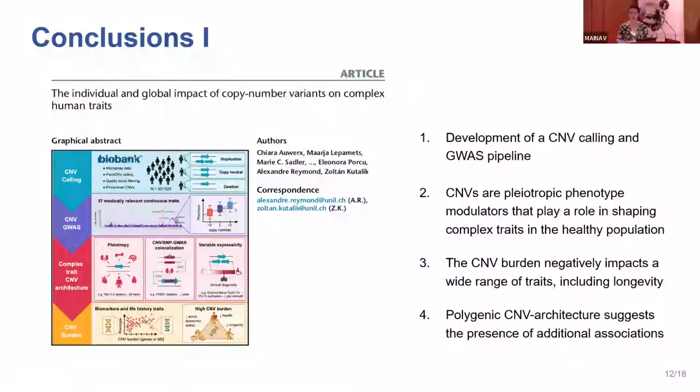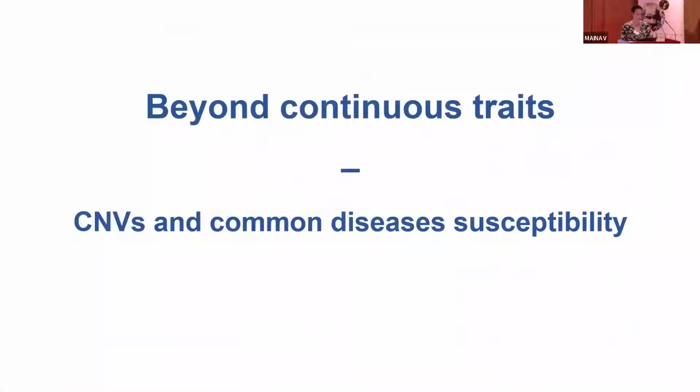And finally, the polygenic CNV architecture we observed for so many traits suggests that in the future, once we have larger cohorts with more statistical power, we will be able to detect new CNV trait associations. So for the second part, I will now switch to unpublished data.